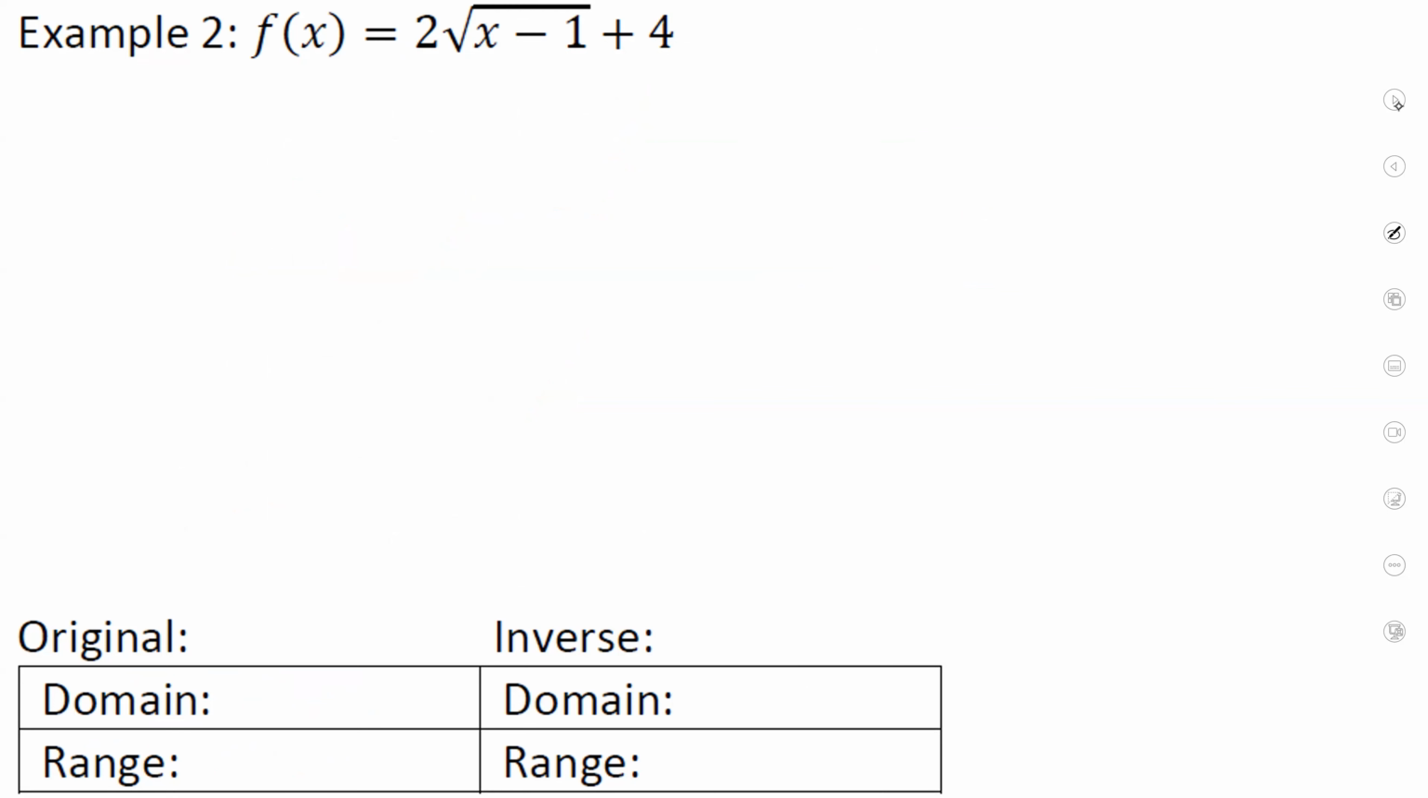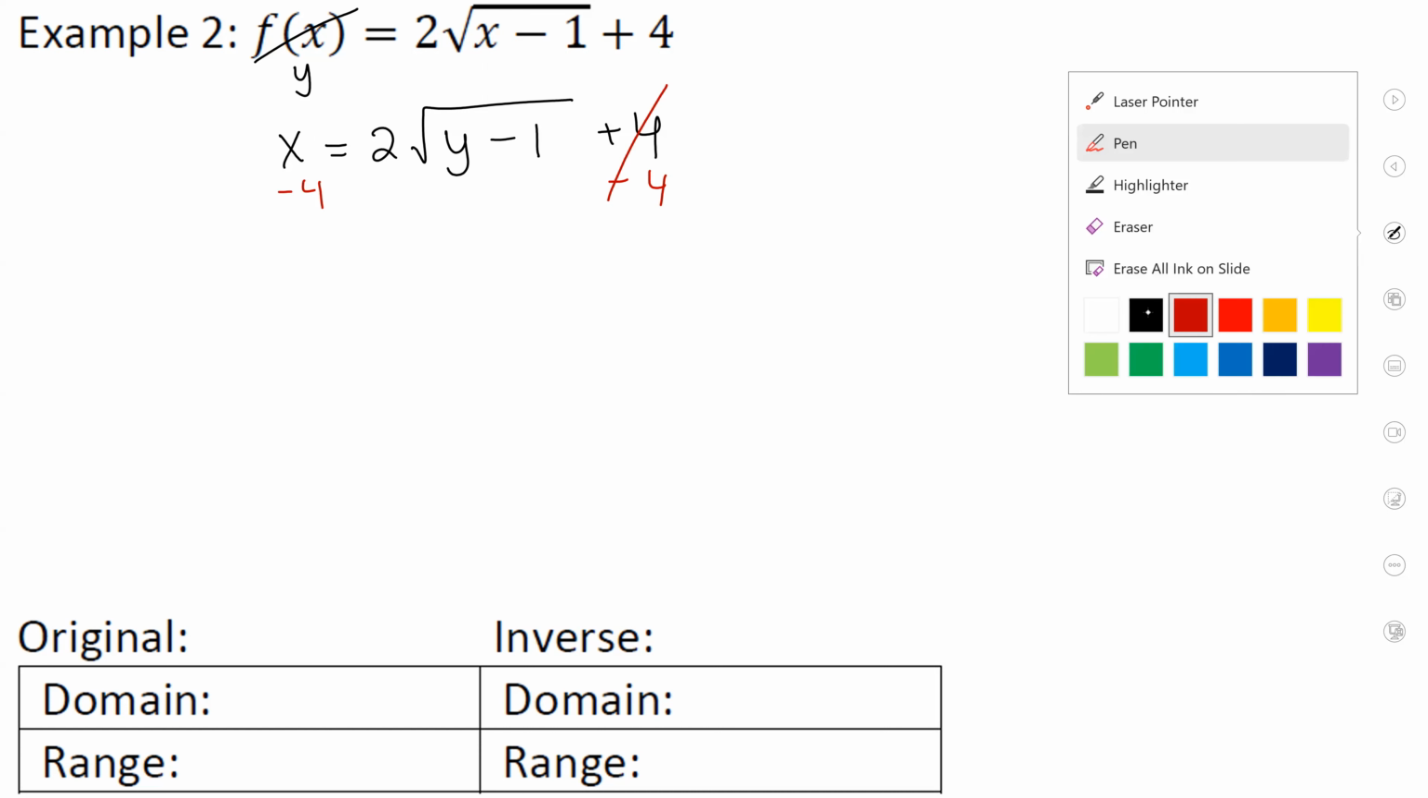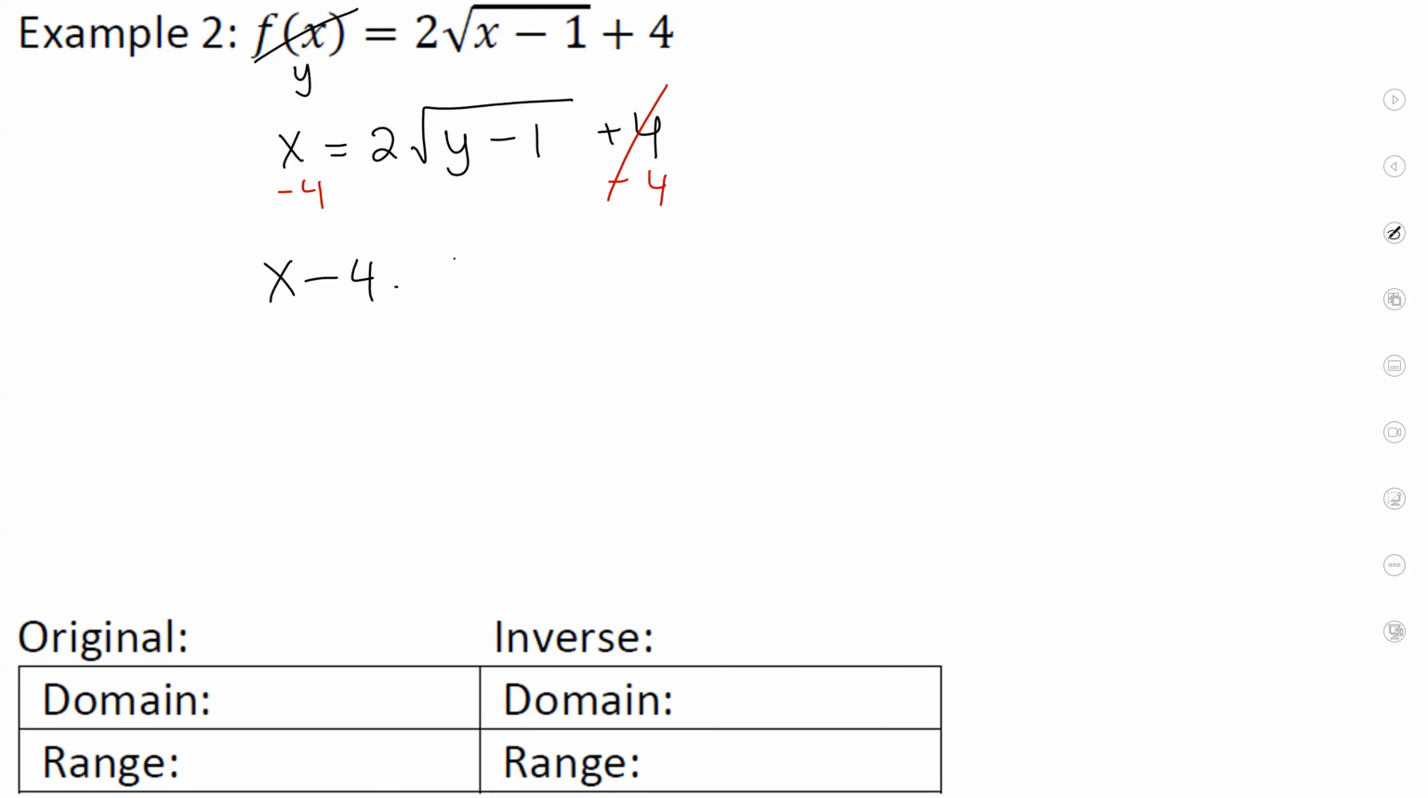All right, so this is what we're given. Step 1 is to always switch x and y. F of x is another way of saying y. So we're going to write this as x equals 2 times the square root of y minus 1 plus 4. All right. What should I do first? Subtract 4. Subtract 4. So this is what I'm going to have. X minus 4 equals 2 square root y minus 1.